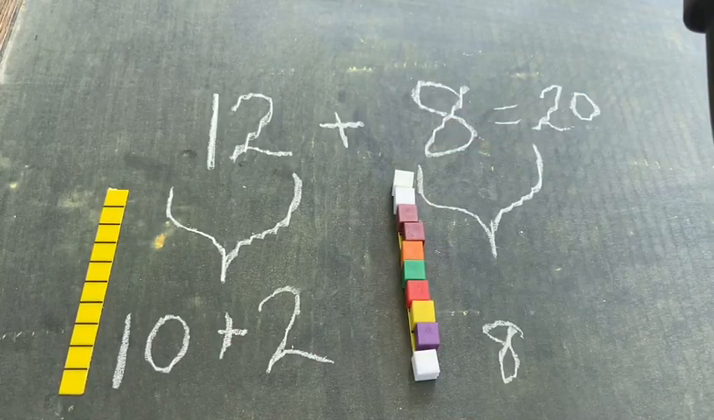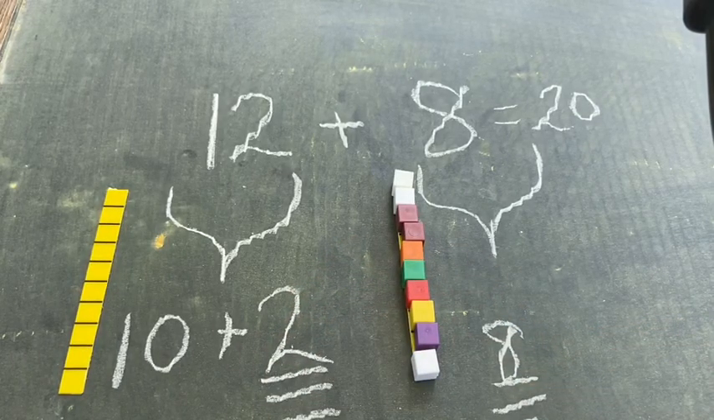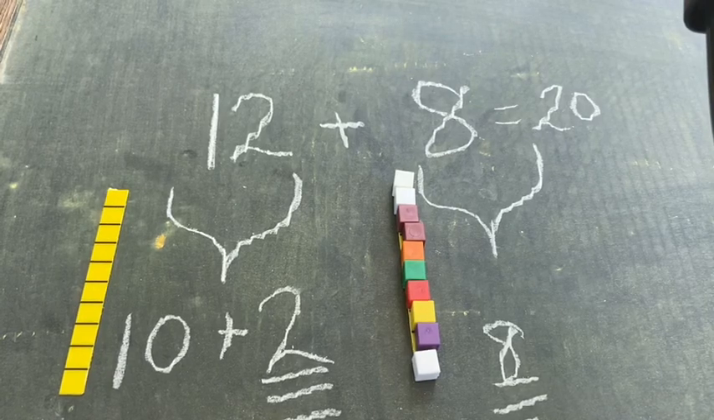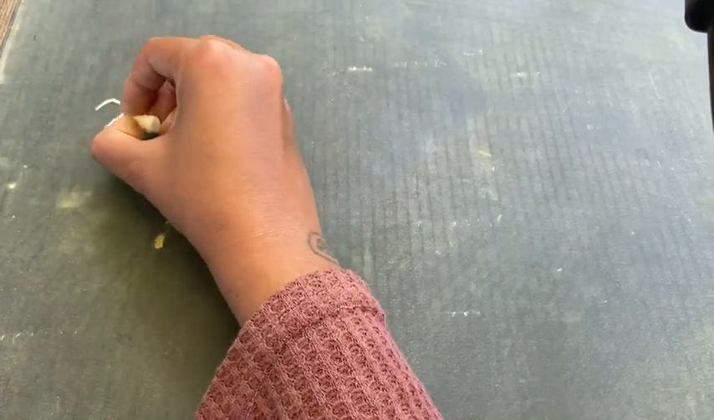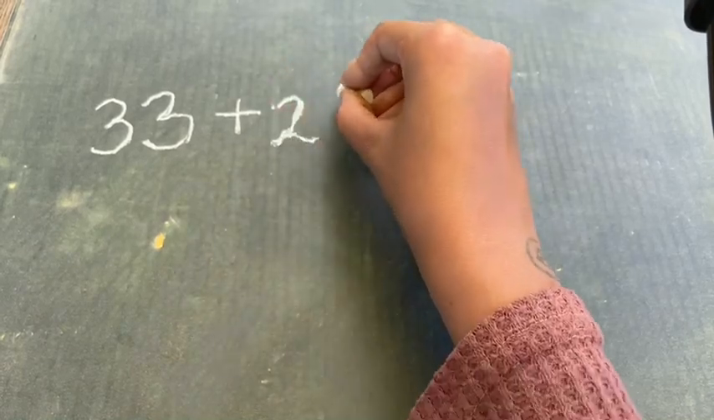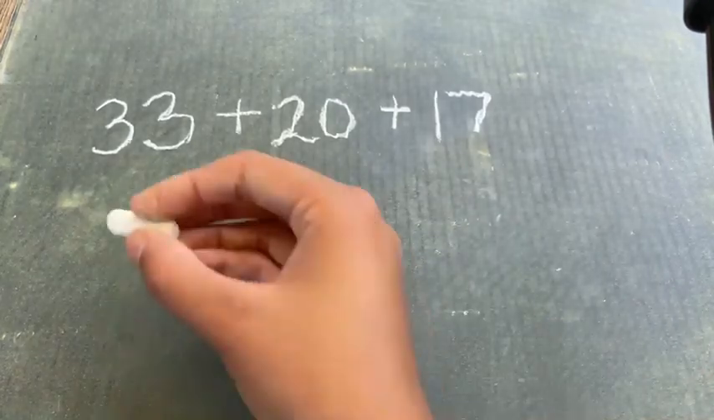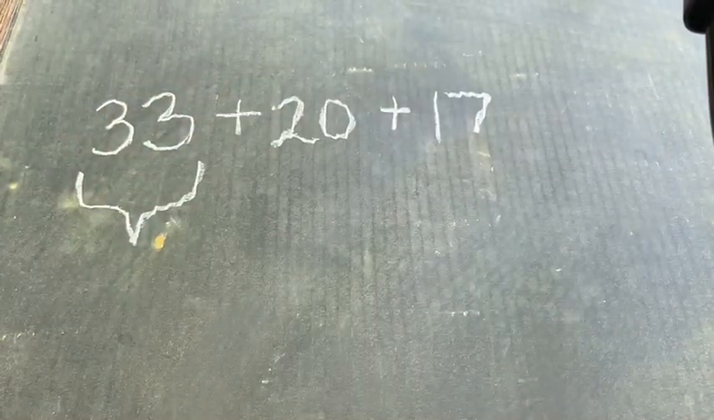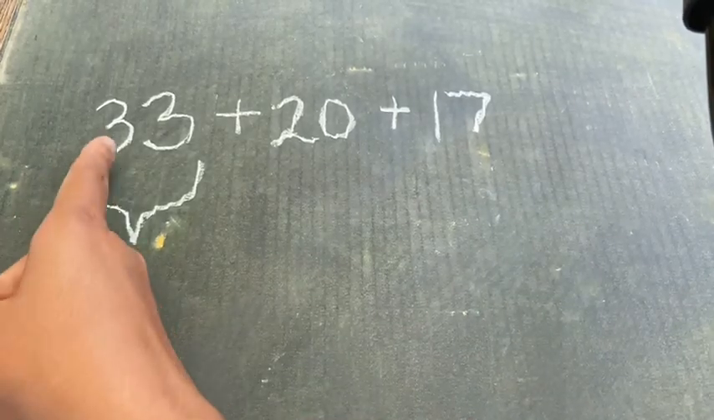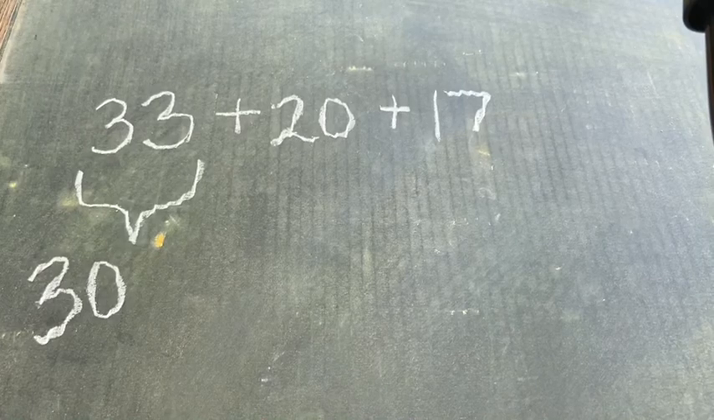So what we're doing in this style of adding is taking all the loose 1s and combining them together into a 10. Let's do another example. Let's do 33 plus 20 plus 17. So 33 is made up of how many tens? 3 tens makes 30.